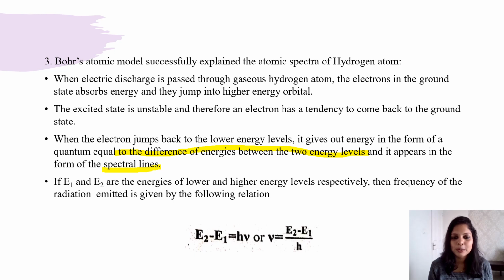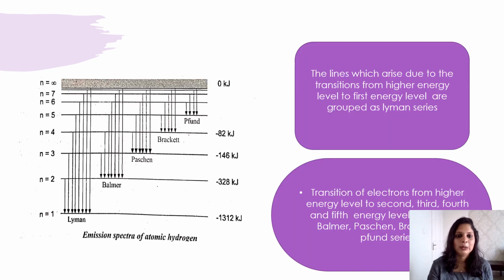He is also proposing an equation where you have E1 and E2 as energies of the lower and higher energy levels. And if you also have the frequency, that is nu, then E2 minus E1 is equal to h nu is the equation. Or you can say nu is equal to (E2 minus E1) divided by h. So if you know the energies of two states and if you know the Planck's constant, then you can easily find out the frequency. So these are the merits of Bohr's atom model.